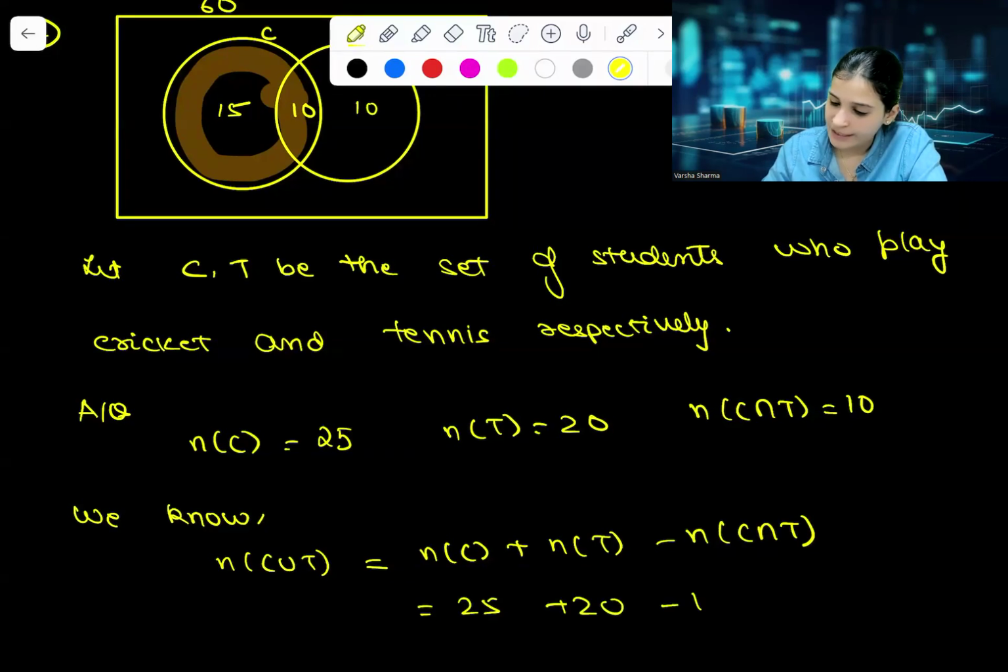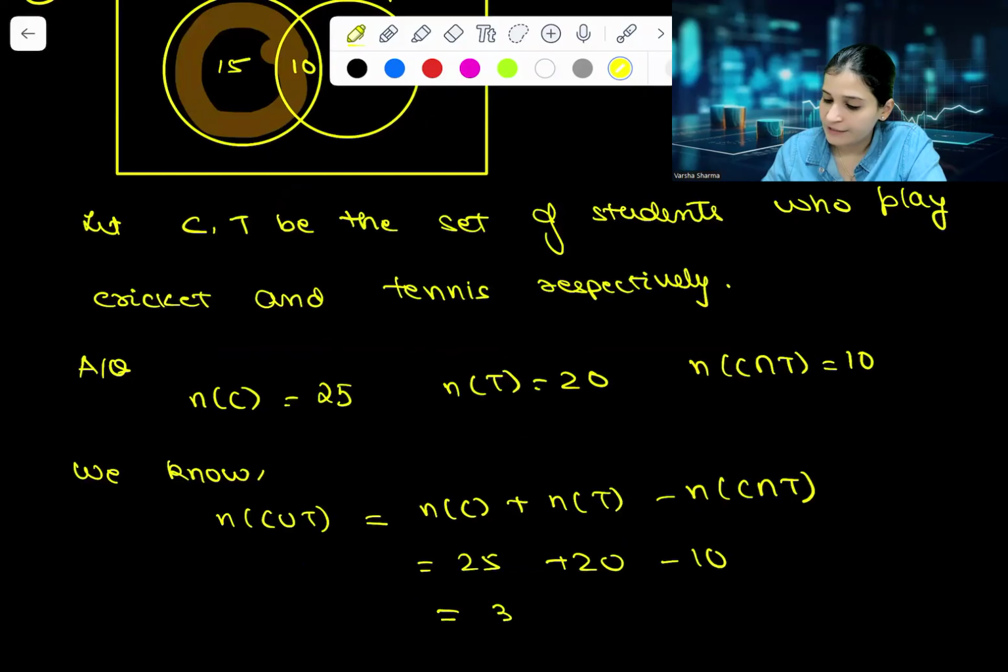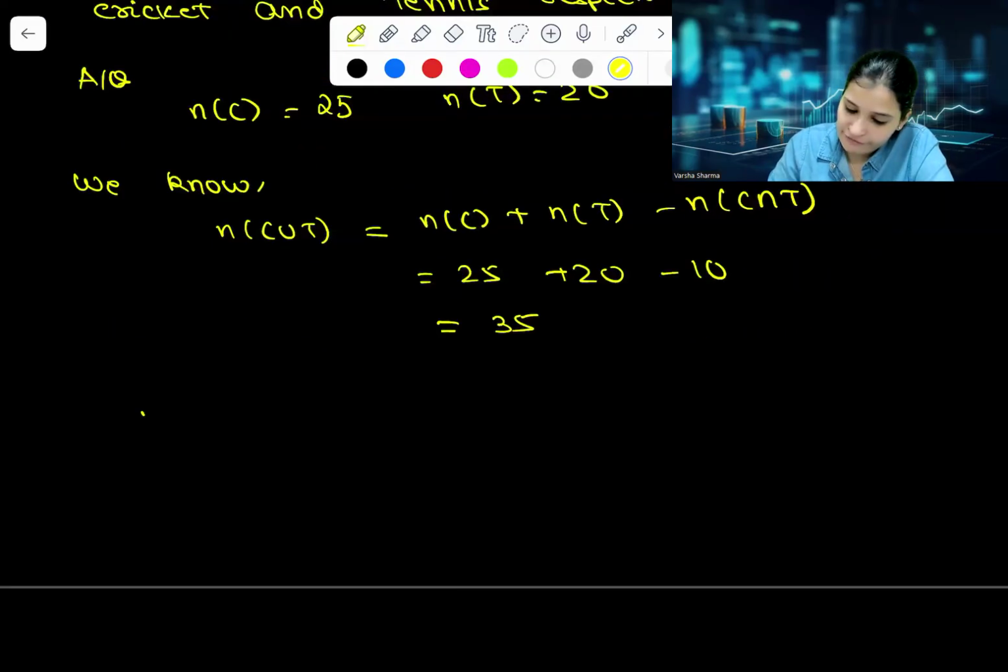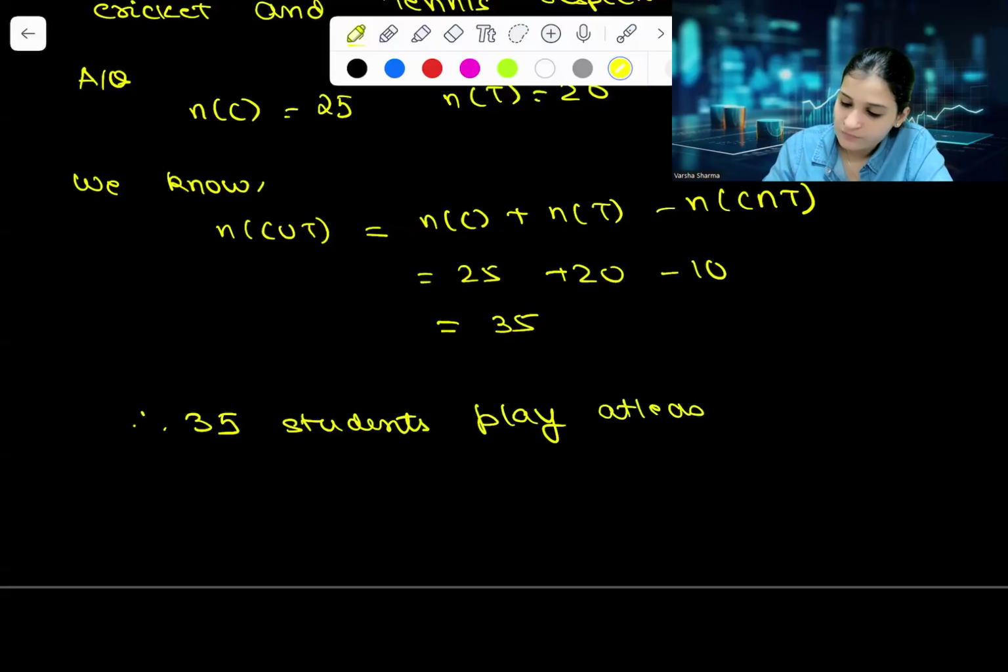25 plus 20 minus 10, 35. What is this 35? 35 is the union. Union, how should I write it in words? What are these 35 people? What are they doing? 35 people play cricket and tennis. They either play cricket or they play tennis, or they play at least one of the two sports. I can say anything. So how many people? Therefore, 35 students play at least one of the two games.